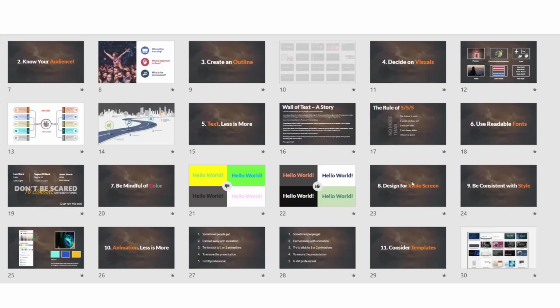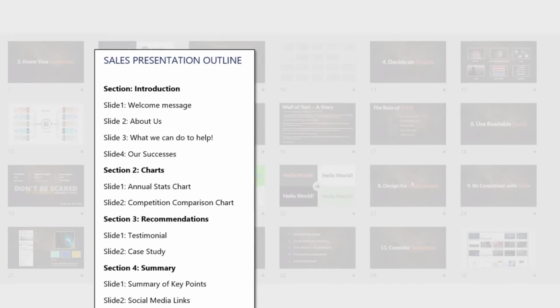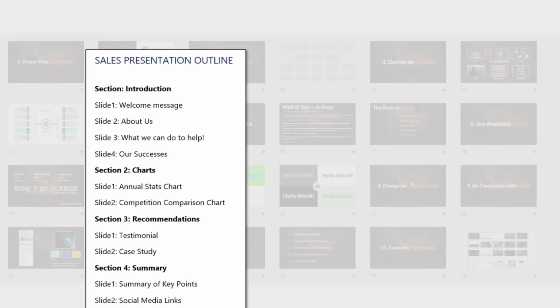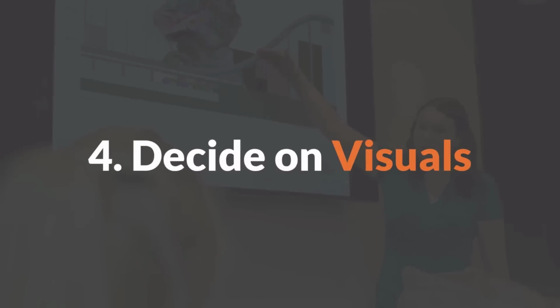And it can also give you a really good overview of the flow of your presentation and where you need to make changes. So in general, the way that I do my outlines is I basically just write out all of my slides and sections. So you can see I've got an introduction section just here and then all the slides that are going to go in there. And that really just helps me visualize what graphics I need and how I'm going to build this presentation. Which leads me on to rule number 4, decide on visuals.